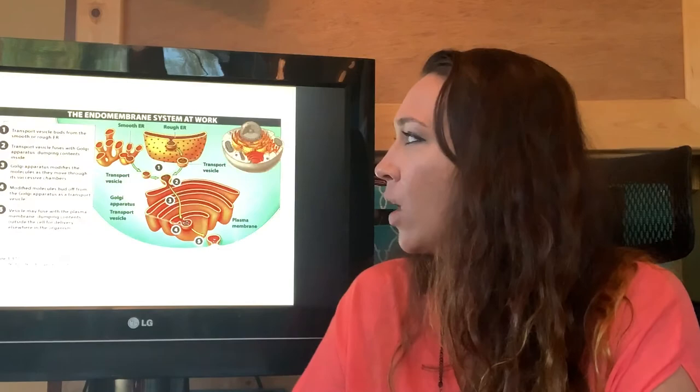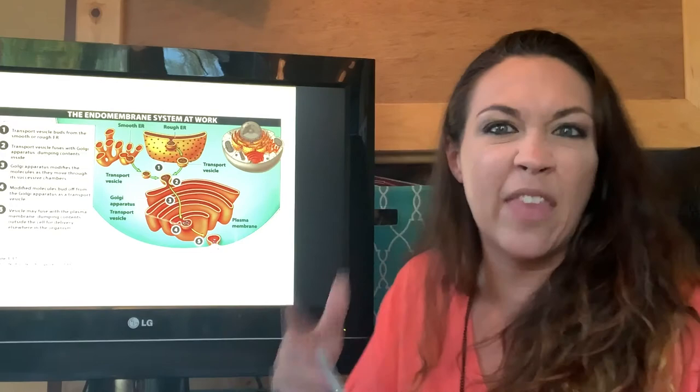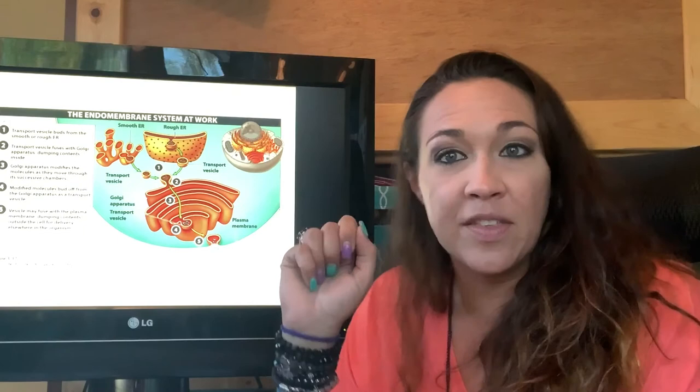All right, so here's how it's a system. Remember, we talked about a system and it's working together. Well, here's how that actually works. Say we need to get rid of something, or say we need to move something outside the cell. If it's going to be a lipid, it's going to come from the smooth ER. If it's going to be a protein, it's going to come from the rough ER.